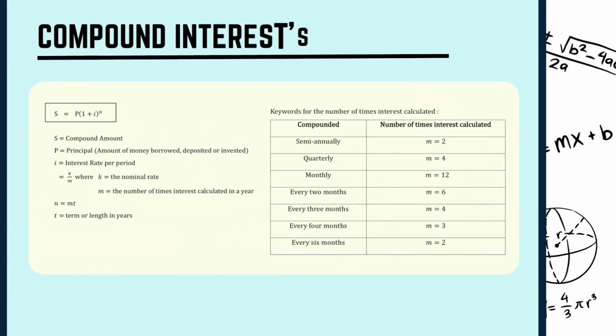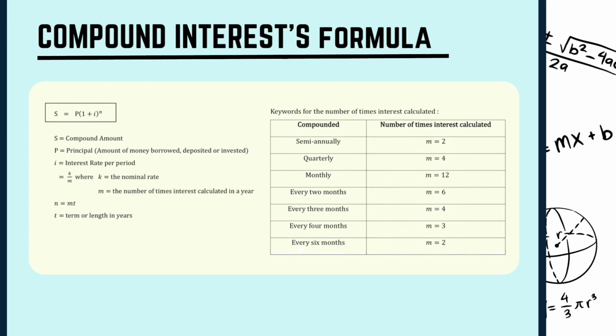The compound interest formula is S equals P(1 + I)^n. S is the compound amount, P is the principal, where the amount of money borrowed, deposited, or invested. I is the interest rate per period, which is K over M, where K is the nominal rate, and M is the number of times interest is calculated in a year. N is M times T, where T is the term or length in years.